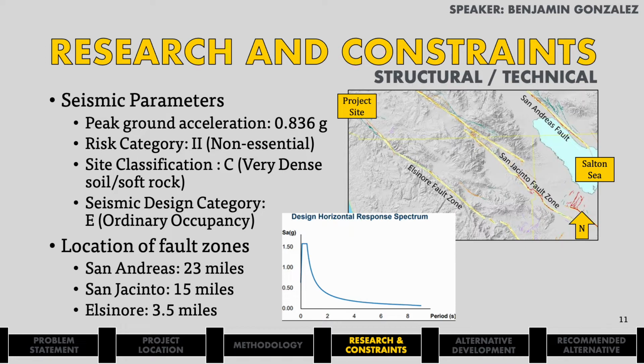Fortunately, none of the fault lines pass through our project location, though it still should be taken into account considering that California is very earthquake prone. The research enabled us to brainstorm different solutions, which I will be showing in the following slide.